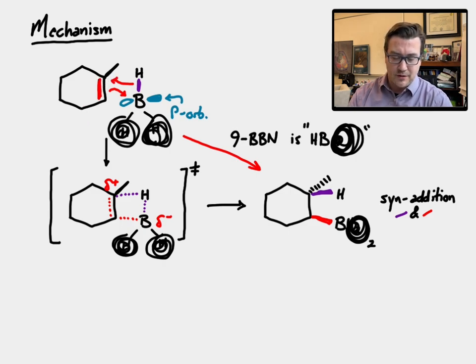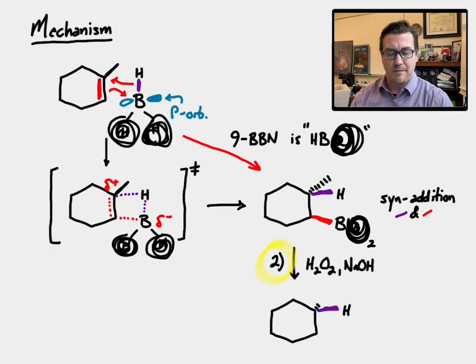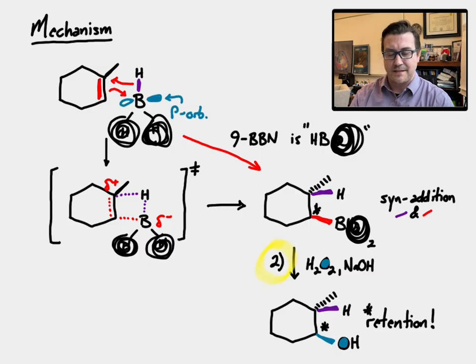All right, so now let's look at the next set of reagents. So we add hydrogen peroxide and sodium hydroxide. The interesting thing about this reaction is that this provides retention of this stereocenter. So the boron-carbon bond and the oxygen-carbon bond are both facing the same way, so you wind up with a syn alcohol product.